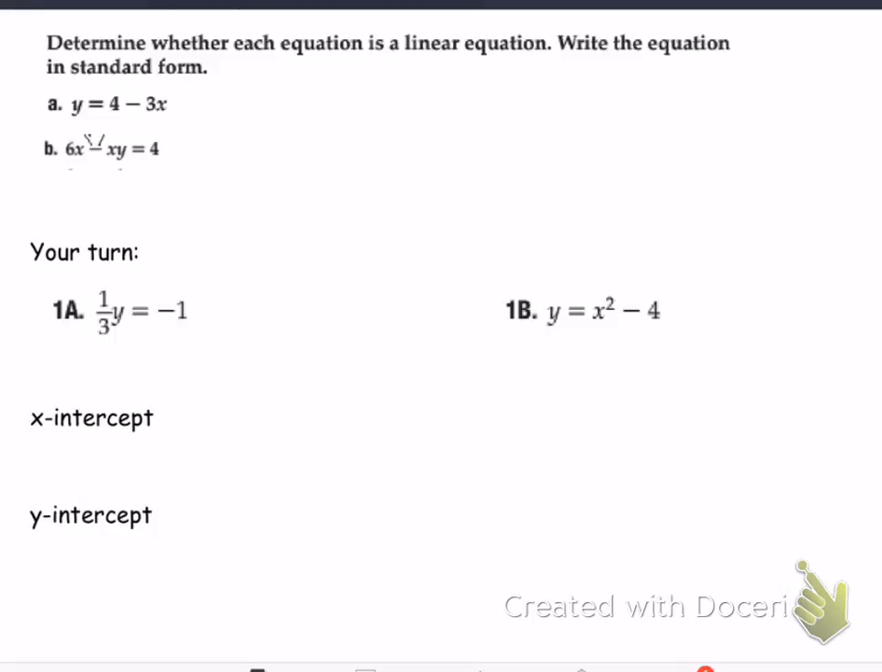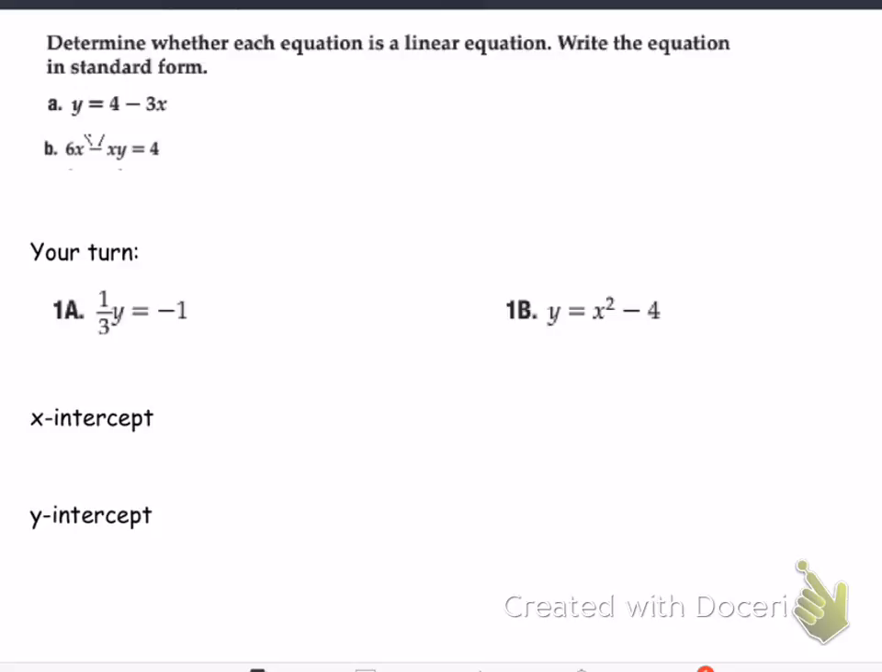So the directions say, determine whether each equation is linear, write the equation in standard form. So there are two things. Number one, we have to say yes or no. Number two, if it's a yes, then write it in standard form. Now, if we look at the criteria, you just got to ask yourself these three questions.